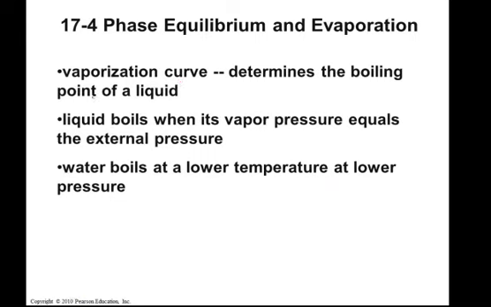Now we look at our curves. We have a vaporization curve. This determines the boiling point of a liquid. And the liquid boils when the vapor pressure equals the external pressure. Usually that's atmospheric pressure. So that means the liquid is going to boil at a lower temperature if I have a lower pressure. And that's why liquids are going to boil at a lower temperature at higher altitudes, because we have a lower pressure.